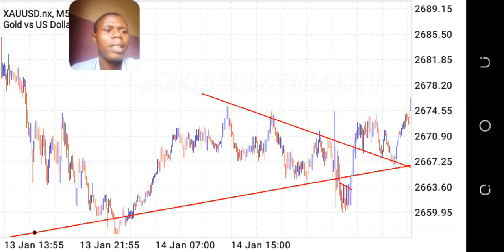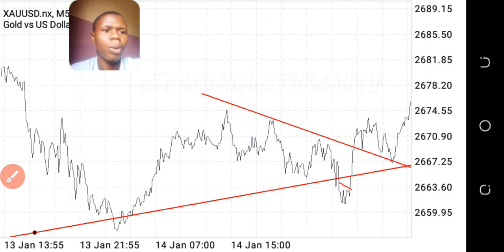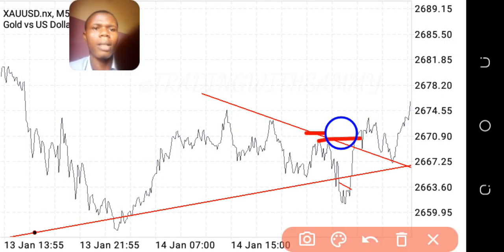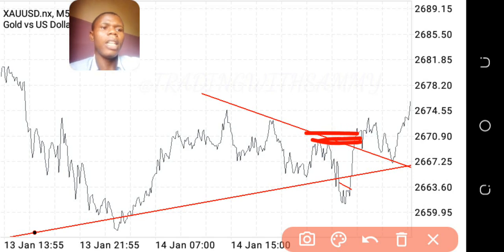Let's take it to a line chart so you can get what this is. Okay, now I think this is clearer. This is a change of character here. It means the price has changed and price wants to go up.